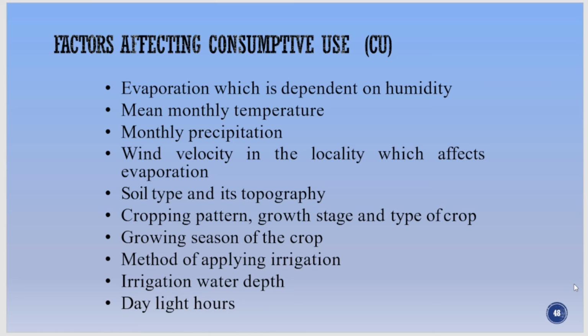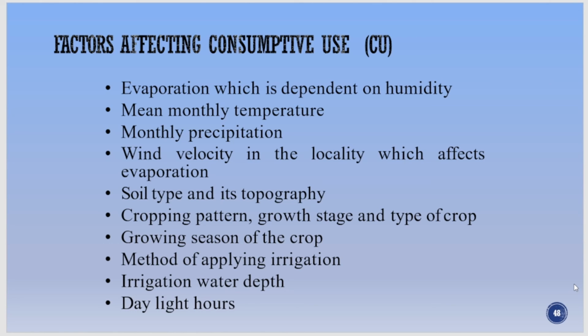Type of soil and topography. Depending upon the type of soil, whether it is pervious or impervious, the consumptive use may increase or decrease. Based on the topography, if the terrain is flat, less water will convert into runoff, and if it is sloping land or a mountainous terrain, more water will flow because of gravitation.